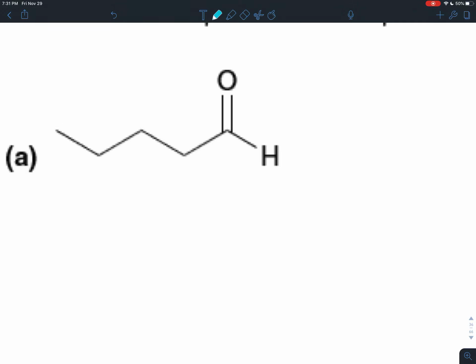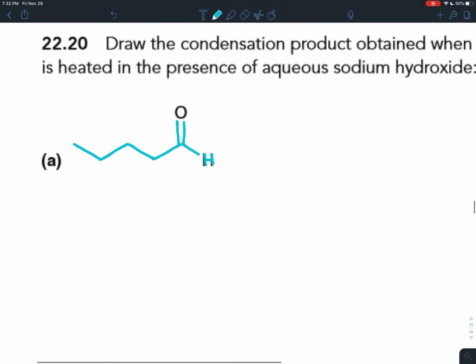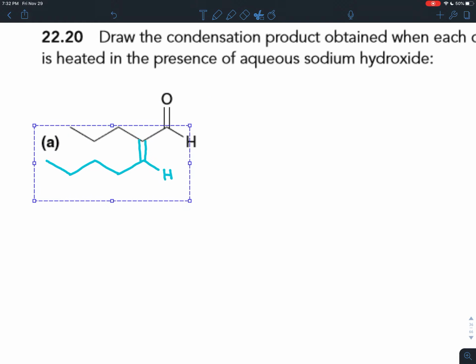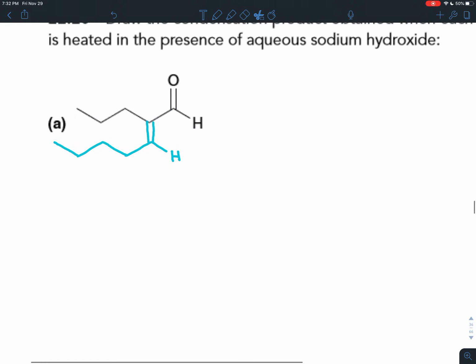The idea is that two of these molecules are going to come together. So you can trace over this to create another molecule. Two of these molecules are going to come together, but the oxygen is going to be part of the leaving group in the second one. So you can take the whole rest of the molecule and move it and put it where the oxygen was on the alpha carbon. And that's your product.